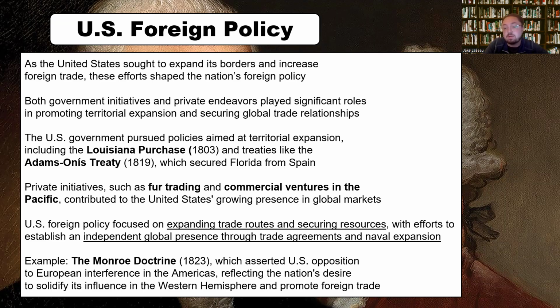And that's the fundamental thing here. We wanted foreign nations to stay out of our business. We'll come and ask you if we want to trade with you. So the Monroe Doctrine is going to happen in 1823.